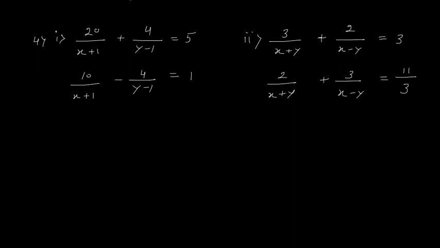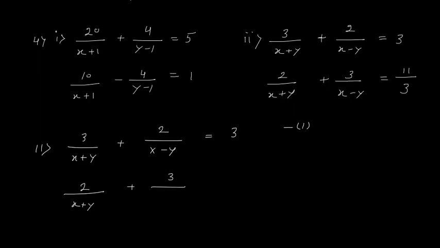So this first part is easier to solve than the second part. So let us take this second question. The second question is 3 upon x plus y plus 2 upon x minus y is equal to 3. This is our first equation, and 2 upon x plus y plus 3 upon x minus y is equal to 11 upon 3. This is our second equation.